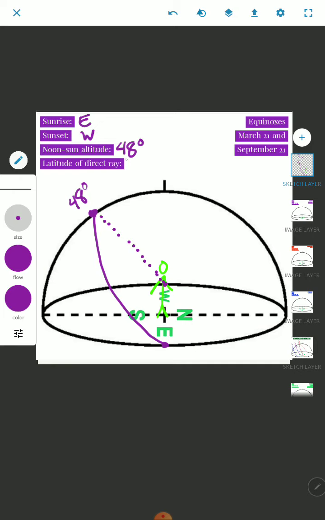So this question, what is the latitude of the direct ray? It is asking you which latitude is going to get the most direct sunlight during this time of the year. During the equinoxes, remember, equator, equinox, those all start with the prefix equi, which means same. So the latitude of the direct ray on these dates is going to be 0 degrees, or the equator. Remember, the equator does not have a north or south designation because it's neutral, so we're not going to put it there. Okay, so this is what the sketches should look like for the equinoxes.